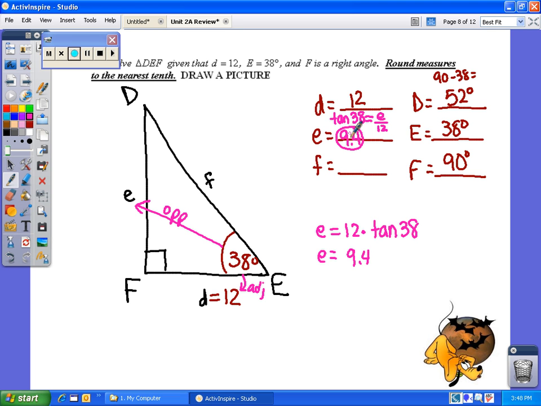Alright, f, you could do Pythagorean theorem, but I would prefer that you don't, because your decimal might look different than mine. Because we rounded this, you're not going to have an exact answer. So I would rather you do SOHCAHTOA. If you do Pythagorean theorem, you're just going to wind up getting a different answer, and I might take a point off because you don't have the exact answer. So to find f, we can do adjacent over hypotenuse, and that's cosine.